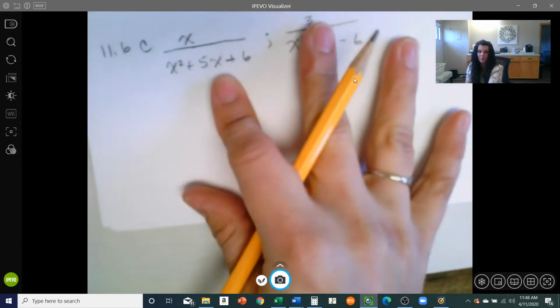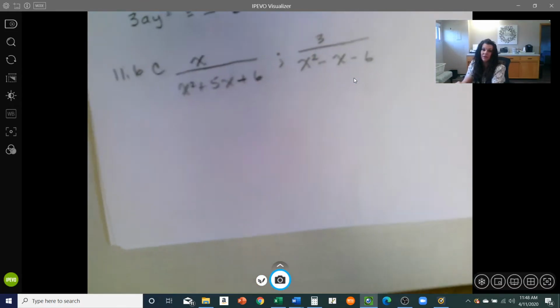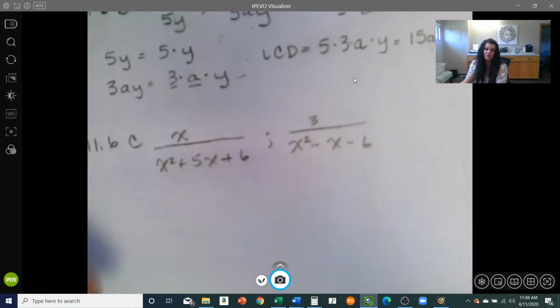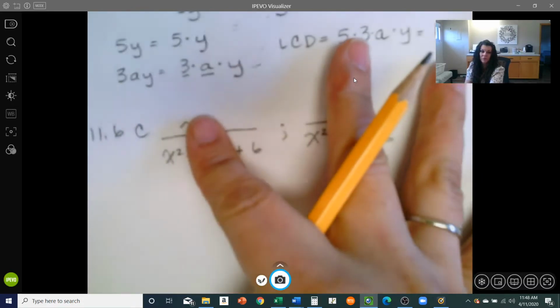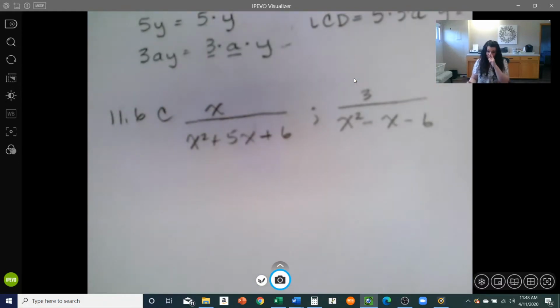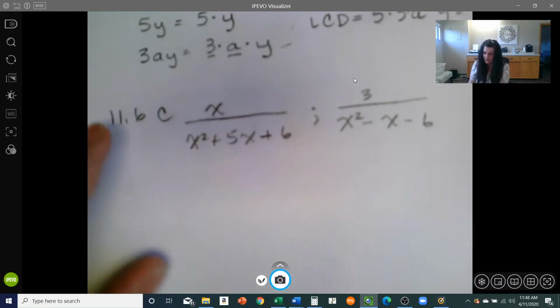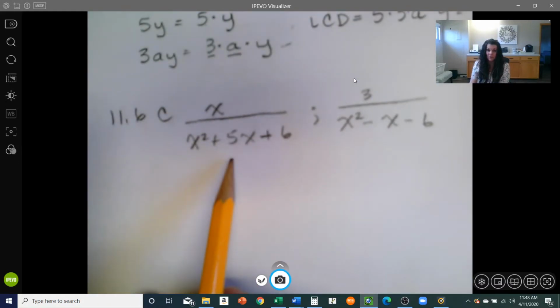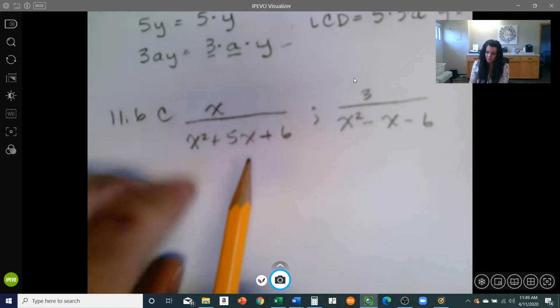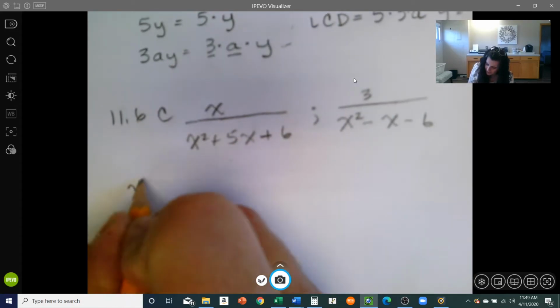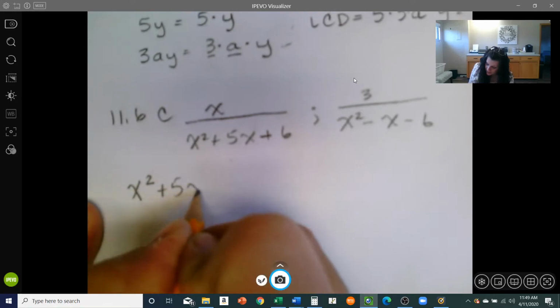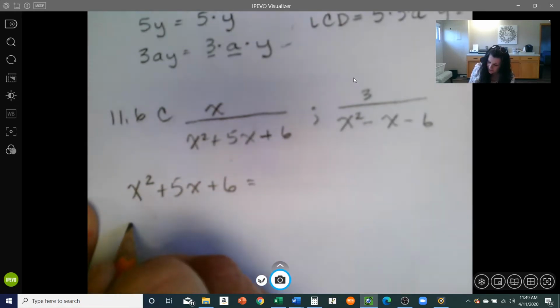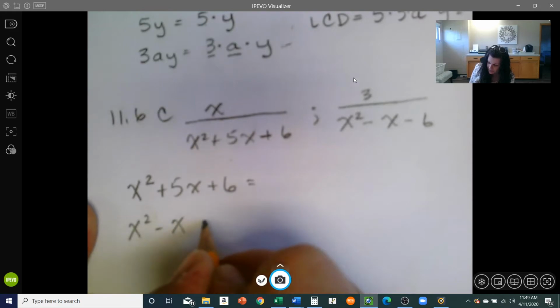11.6c. Remember, you can pause and write this down. I can get it straight. There we go. Sort of. Okay. So remember, my task first is to factor my denominators. So I'm going to factor x squared plus 5x plus 6. And I'm going to factor x squared minus x minus 6.